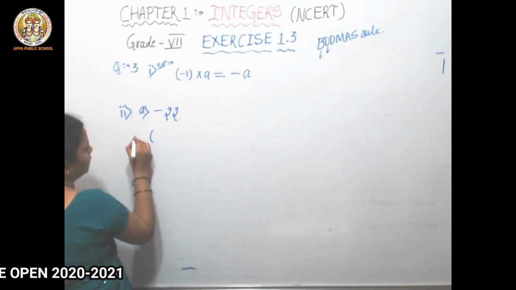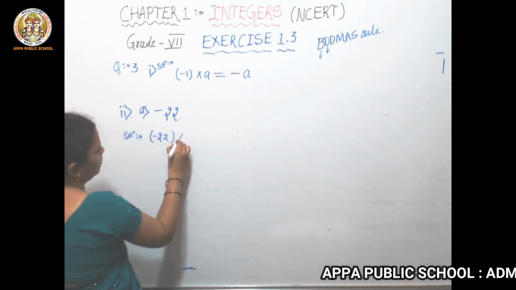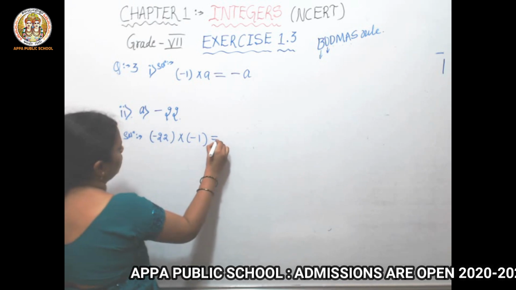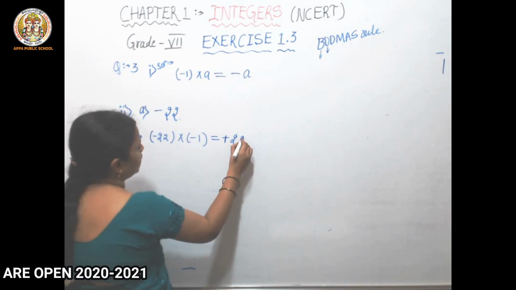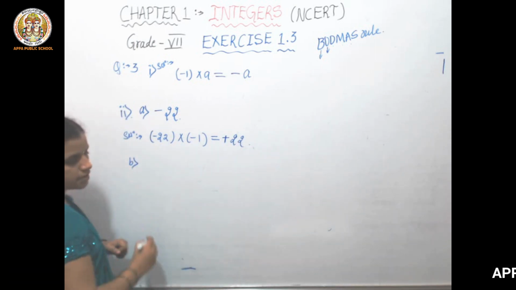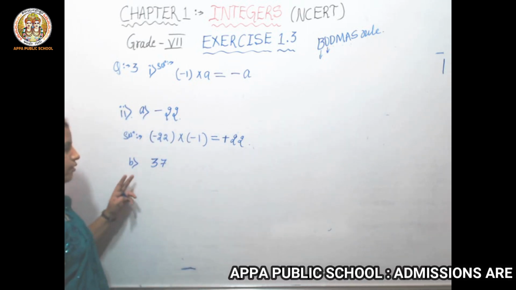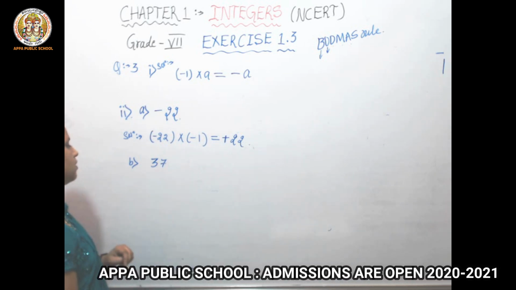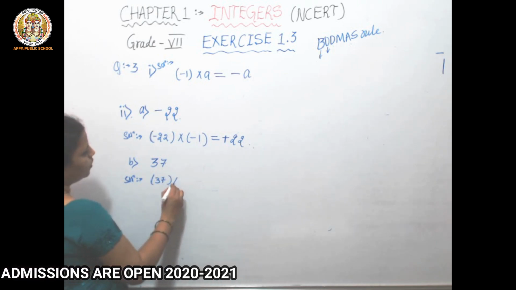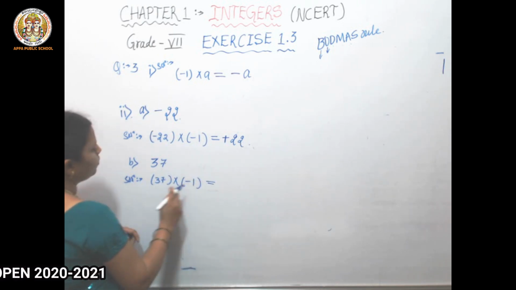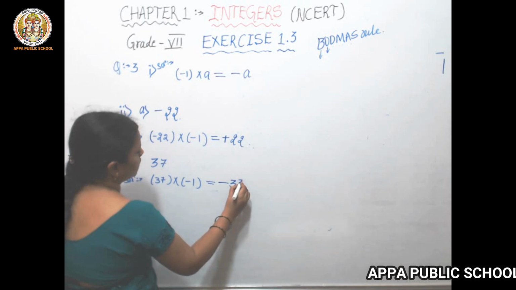Now, when you multiply minus 22 with minus 1, you see what happens? Minus into minus as plus, 22 into 1 as 22. This is A. The next is B. What do we have in B? 37. Here also we should find the product with minus 1. So the solution is 37 into minus 1. Now here plus into minus as minus, 37 into 1 as 37.